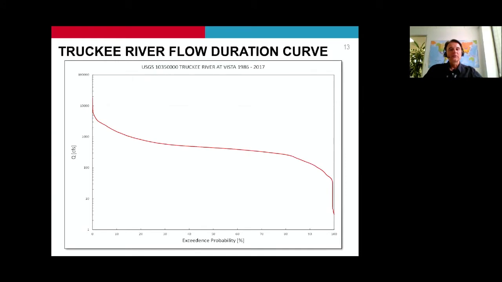It is also important to realize that, based on the Truckee River flow duration curve, which is shown here, geomorphically significant flows less than 5,000 CFS, which are not impacted by the project, occur more than 99% of time in the 30-year hydrologic record.